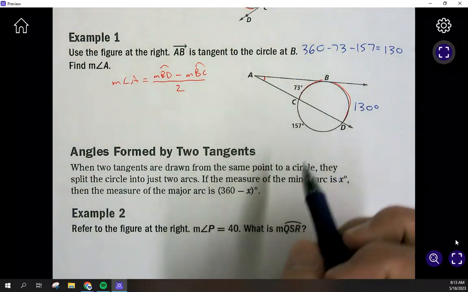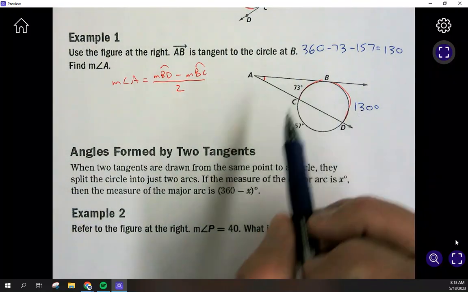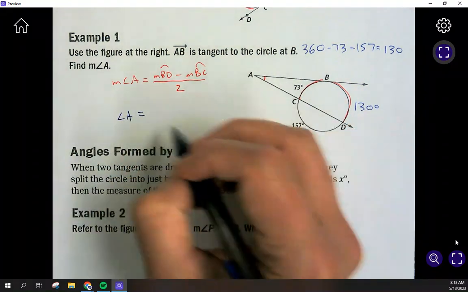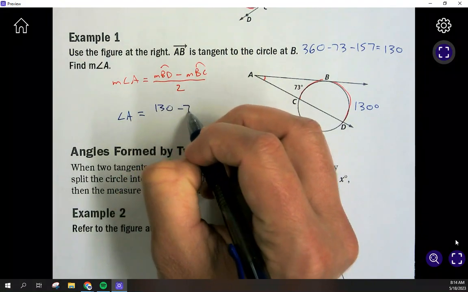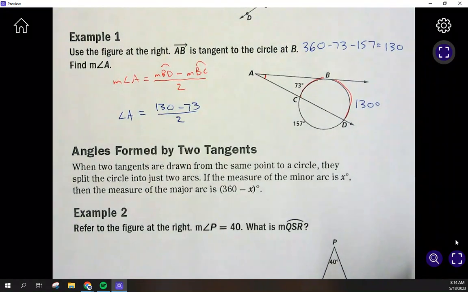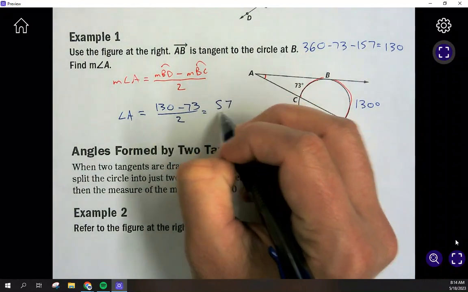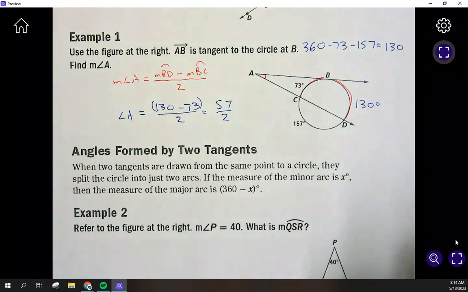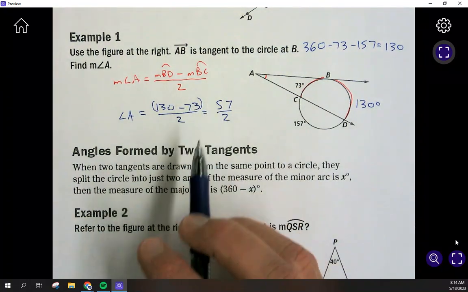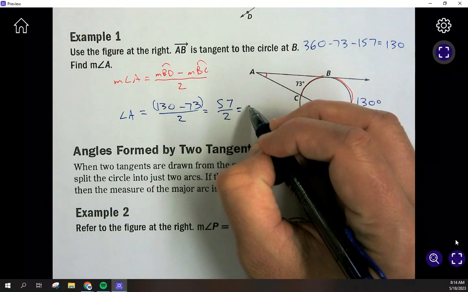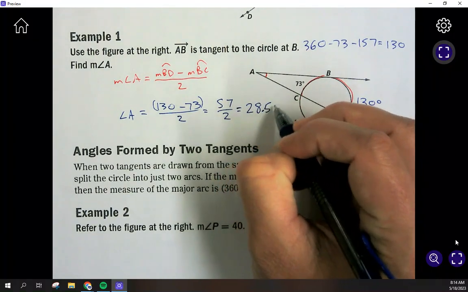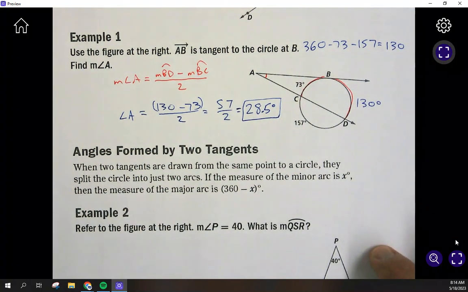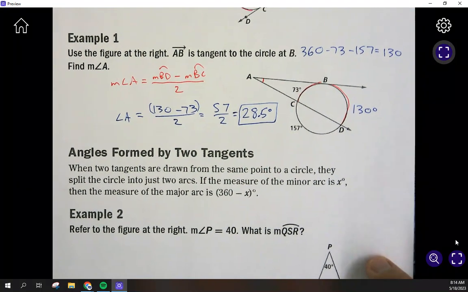Okay, so now I have enough information to do this. I'm going to subtract my arcs, divide by 2, and I will get the measure of my angle. So angle A is equal to 130 minus 73 divided by 2. That comes out to 57 over 2. Make sure if you're putting this all in your calculator at once, you use parentheses up here. Otherwise, subtract first, get your answer, and then divide. So angle A equals 28.5 degrees. All right, so if you were feeling good in 14.3, this will be no problem for you at all.